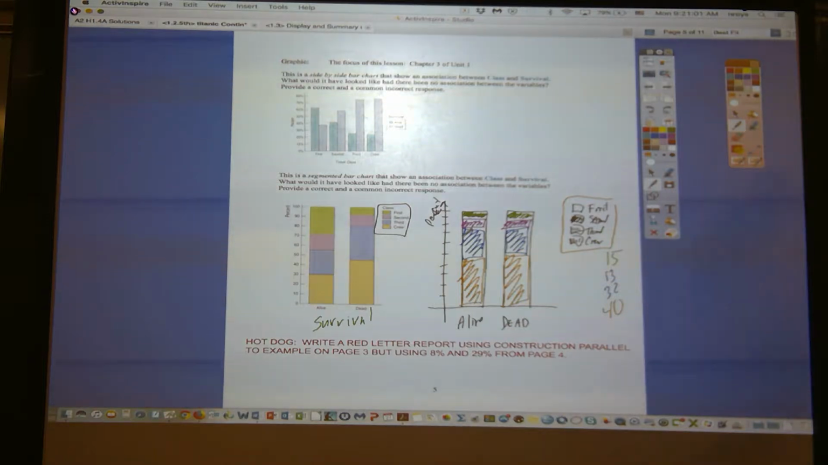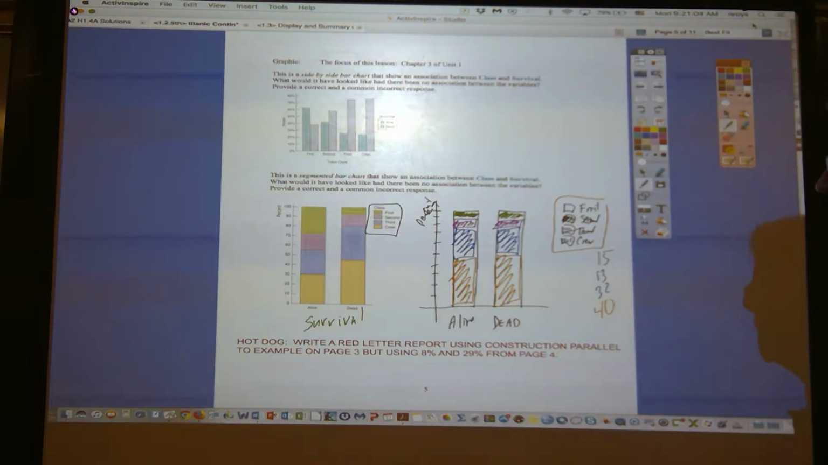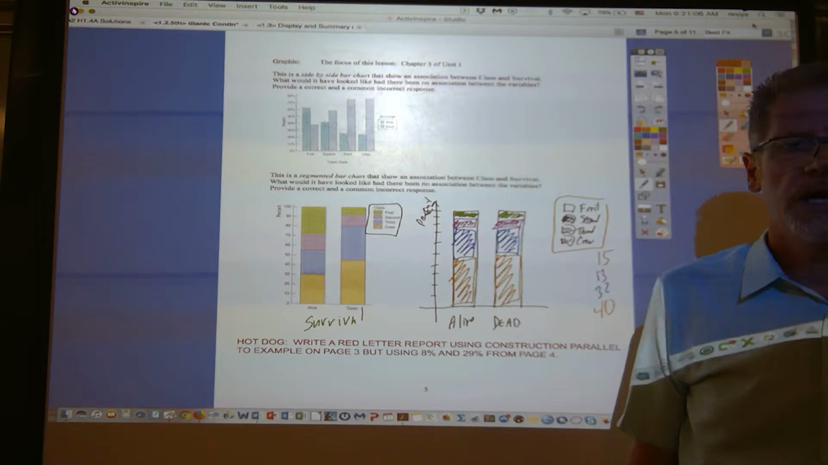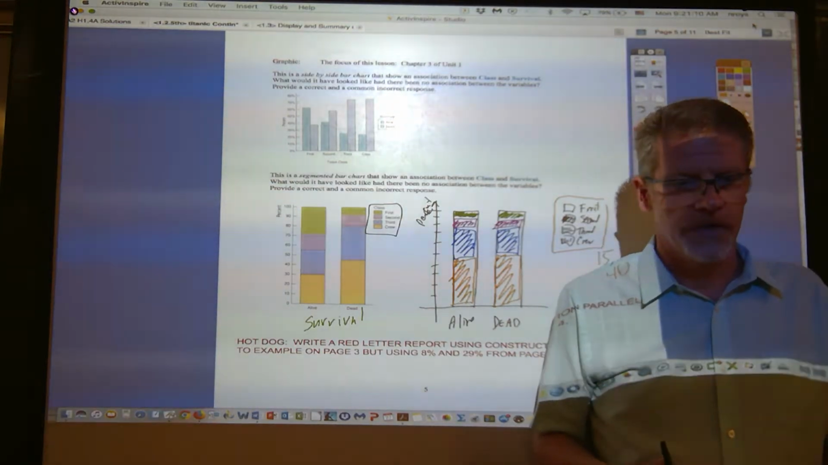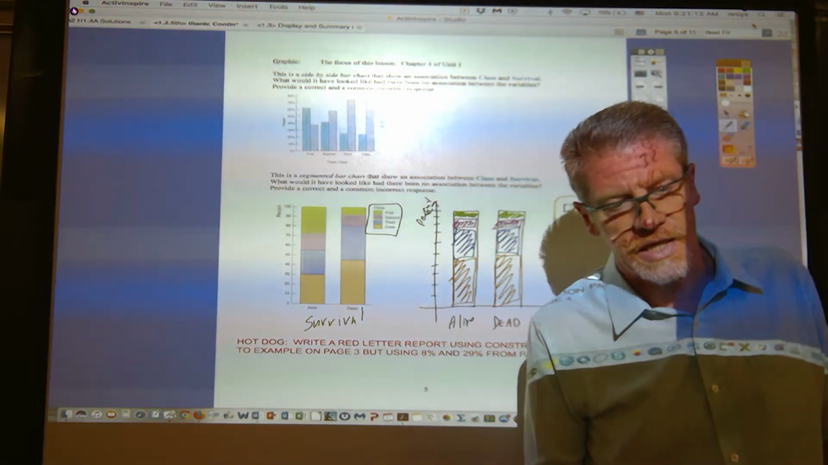So, just wanted to bring that one to closure. We didn't quite bring it to closure last week. Do you have any follow-up questions on the segmented bar charts problem? So that's as far as we're going with that.